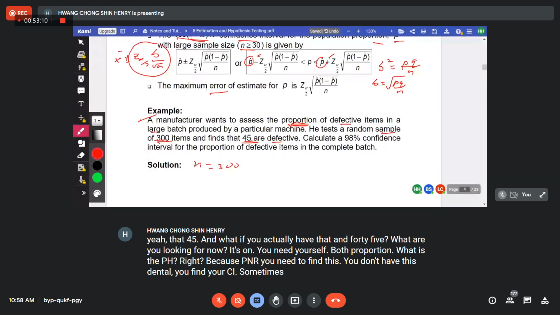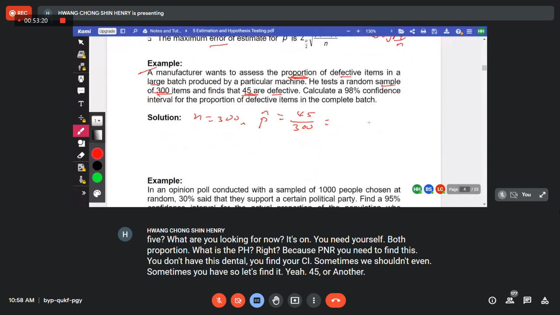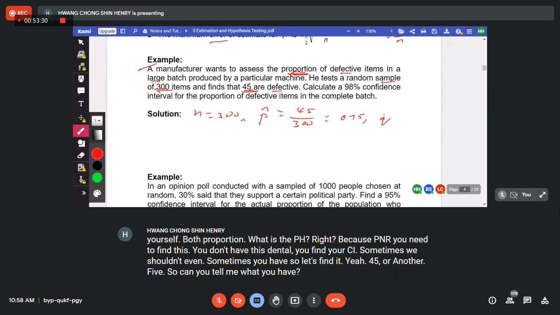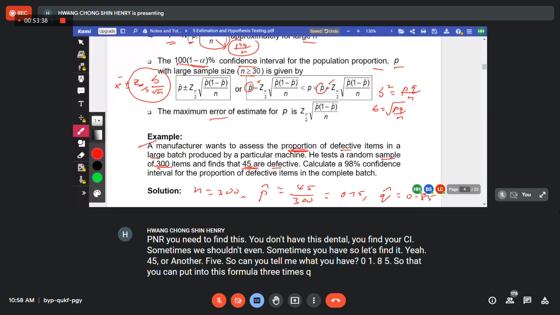Sometimes the question gives it, sometimes you have to find it yourself. So let's find the p hat: 45 over 300. Use the calculator. 0.15. So can you tell me what is q hat? 0.85. So that you can put into this formula, p times q, where 1 minus p is q.